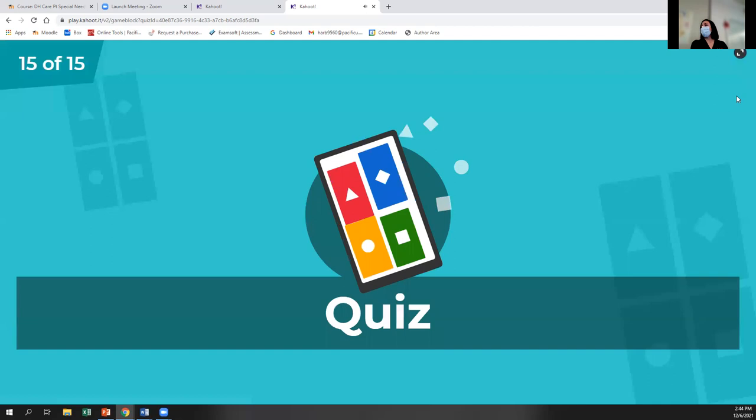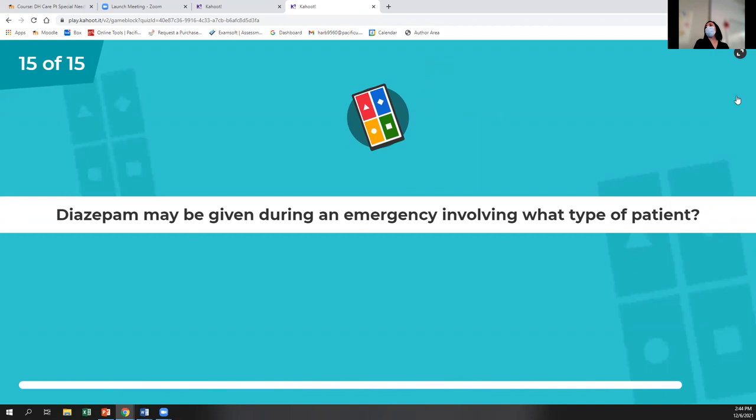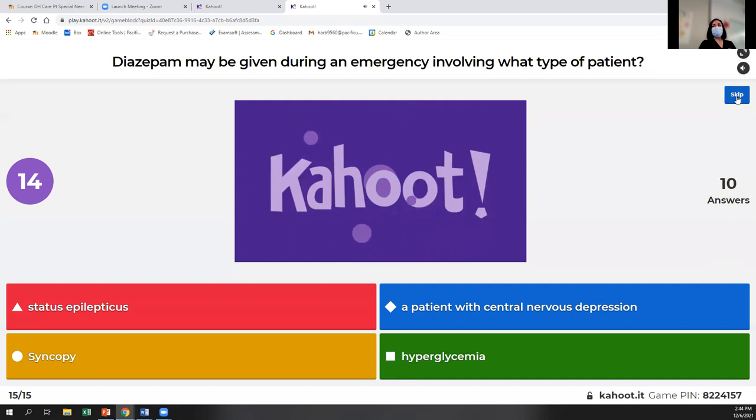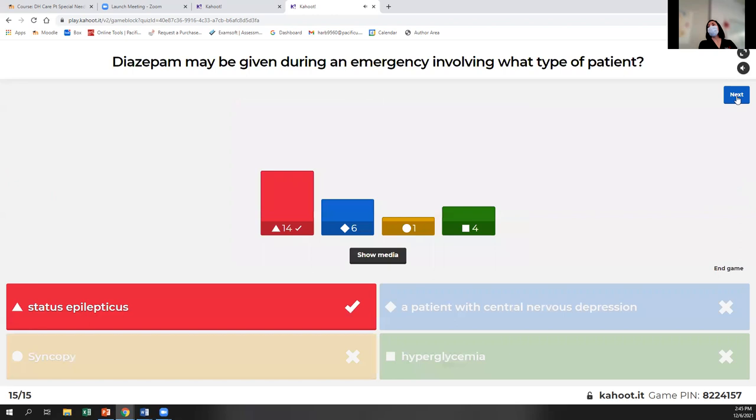Last one, diazepam may be given during an emergency involving what type of patient? I didn't feel like this was a totally, oh yeah, I know this one. Diazepam, relax, kind of a CNS depressant. Good. Yep. Thank you very much. Very good.